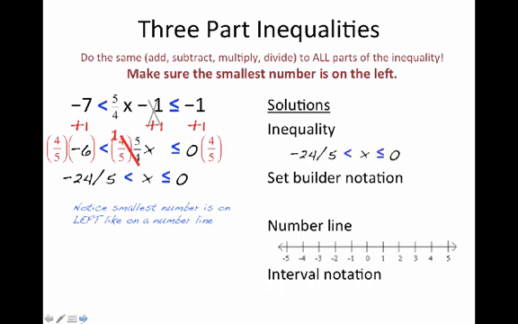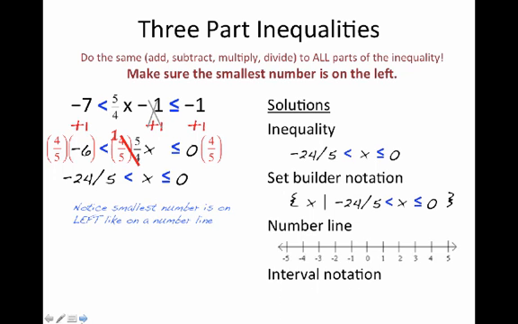That's my inequality. Negative 24 over 5 is less than x, is less than or equal to 0. In set builder notation, I add that x out front with the pipe, x such that any x is, you can see how I've got it written. Negative 24/5 is less than x, is less than or equal to 0. Don't forget the curly brackets.